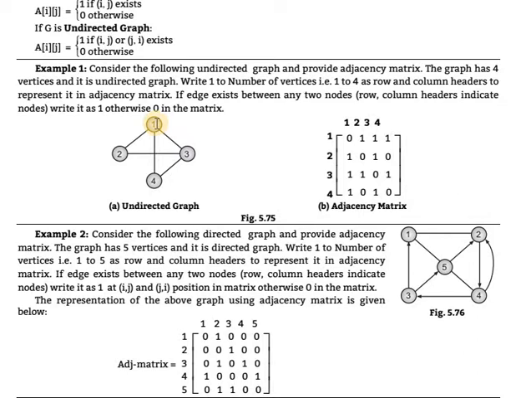After that, 1 to 3 edge is present, so first row, third column, write 1. 1 to 4 edge is present, so first row, fourth column, write 1. The edges exist.